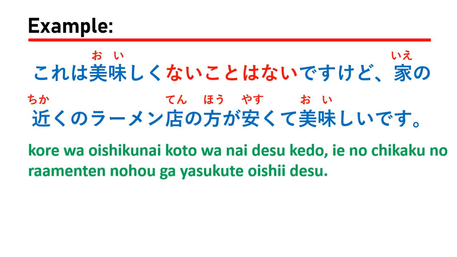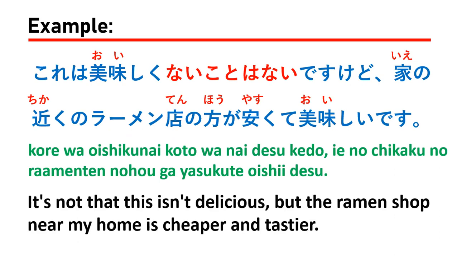The next example. これは美味しくないことはないですけど、家の近くのラーメン店の方が安くて美味しいです。Which means it's not that this isn't delicious, but the ramen shop near my home is cheaper and tastier.